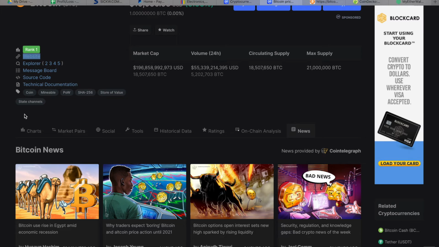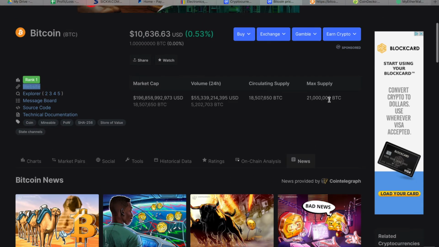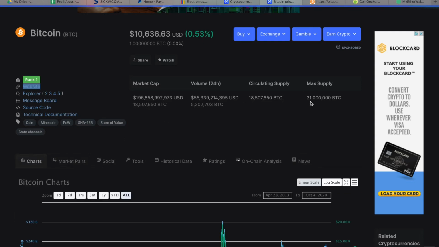And then we have coin supply, which I've talked about previously, I believe in the last video. Like Bitcoin, it will only ever have 21 million Bitcoin. Currently, the circulating supply is 18.5 million.